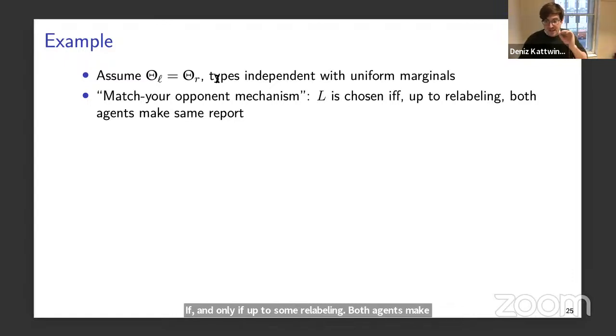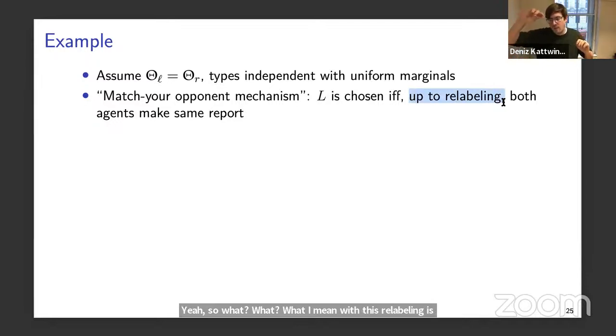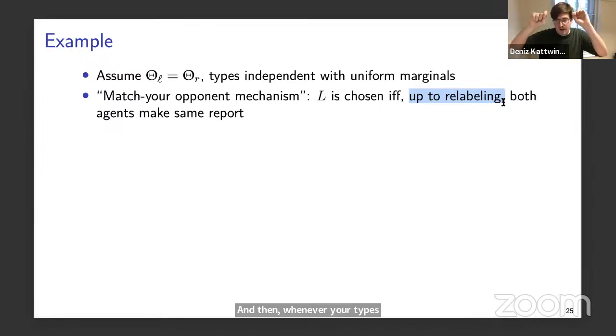So you have seen this mechanism before. This was in our 2x2 example. This was the first best mechanism. It would choose left whenever the types are the same and otherwise right. What I mean by relabeling is that we can permute the types of one player and say, okay, your type 3 actually is type 4, and then whenever the real type of the left player and the permuted type of the right player match, we choose L.